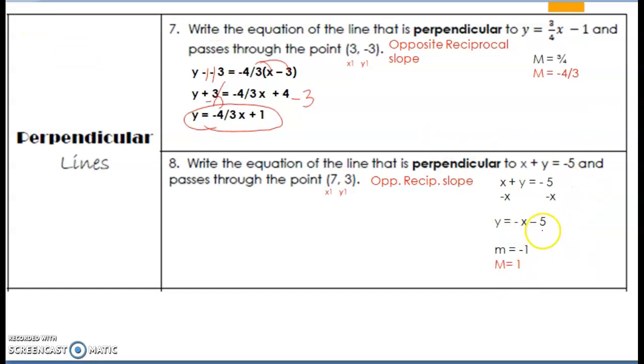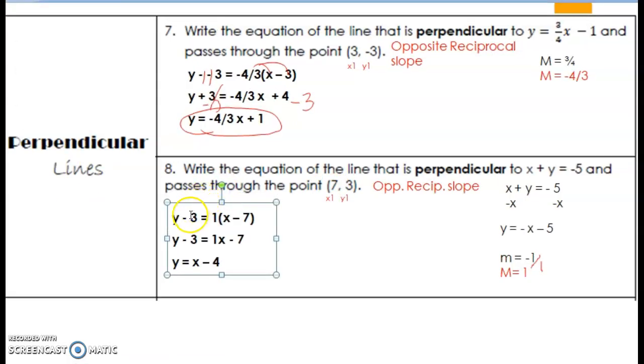So in that equation, the slope, the number in front of x, is -1. But we want the opposite reciprocal of that line. So the opposite of a negative is a positive. And if I made this fraction -1 over 1, when I flip it, it's still 1 over 1. It simplifies to +1. So we want a slope of +1, and it goes through the point 7, 3. When we plug that into point slope form, we get y minus 3 equals 1 times x minus 7.